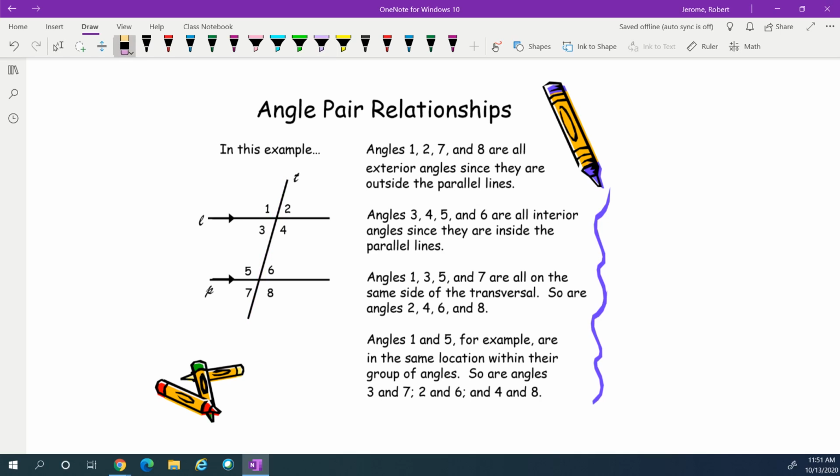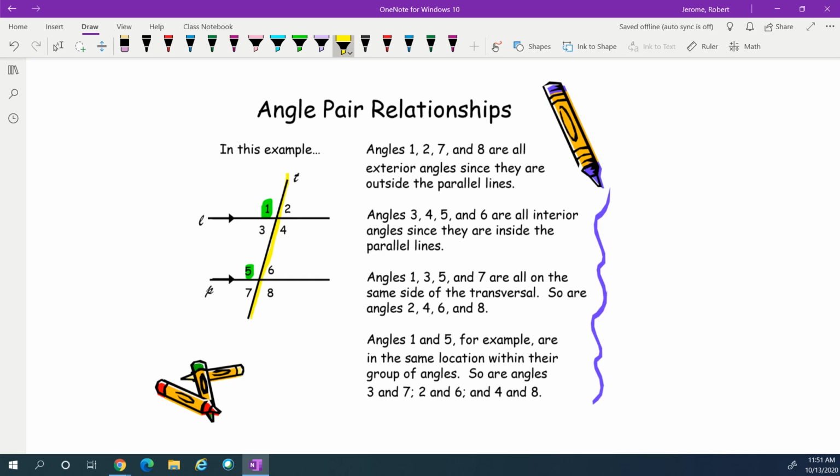And then finally, we have situations where the angles are in the same spot of their group. So look at angle 1, for example. 1 is in the top left of its intersection. 5 is in the top left of its intersection. Now remember, the intersections are connected by the transversal. 1 is in the top left of its group. 5 is in the top left of its group.